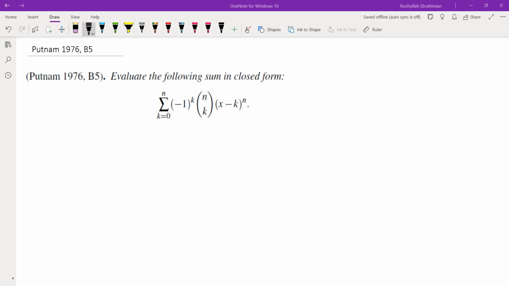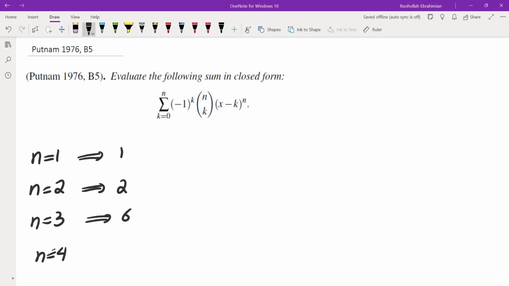Okay, so here is the first part of the solution. The first part of the solution is we're going to plug in different values for n. If you plug in n equals 1 and you evaluate this sum, you're going to get 1. It's just going to be a constant 1. If you plug in n equals 2, you're going to end up with 2. N equals 3, you'll end up with 6. And n equals 4, you'll end up getting 24. Now, it's not very difficult to see the pattern here. These are all factorials. So 1 factorial, 2 factorial, 3 factorial, and 4 factorial.